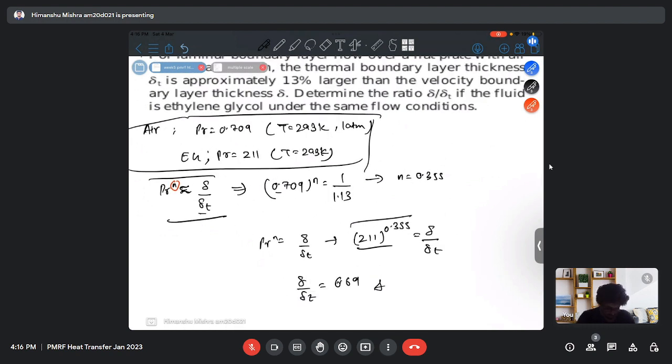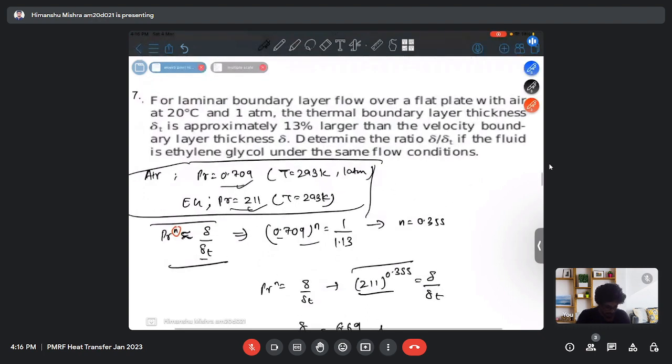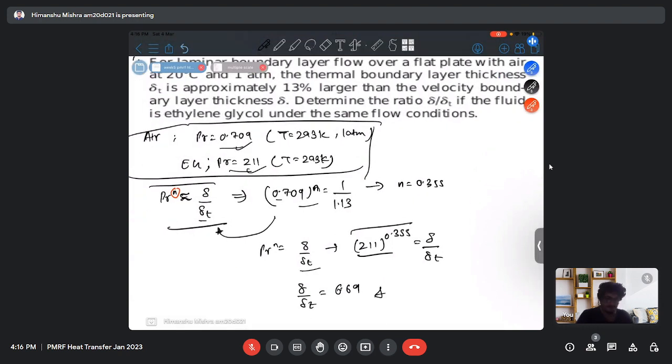So for the Prandtl number, it is either always given in the question, or we just need to use the handbook to determine the Prandtl number of any fluid at a certain temperature and pressure. So once we get the Prandtl number, we just use the available data in the question to determine N, and once we get N, use the same relation to get the information about thermal or hydrodynamic boundary layer. So, any doubt in this question?